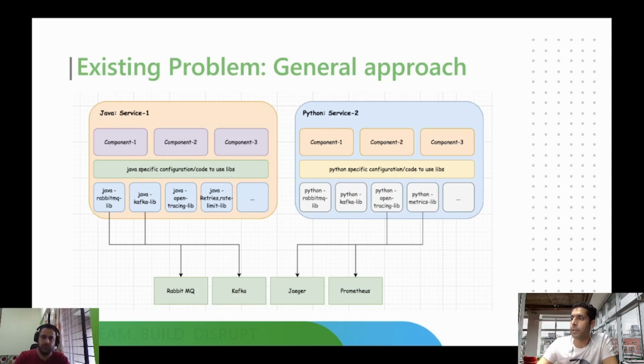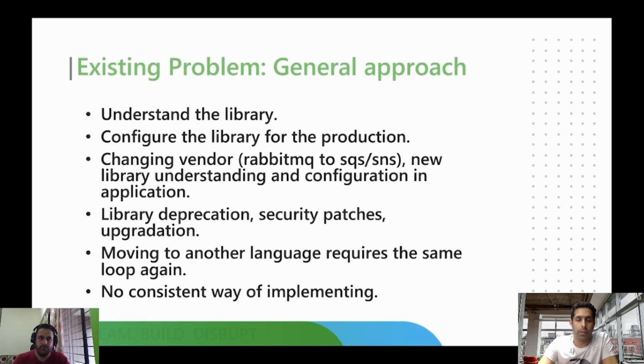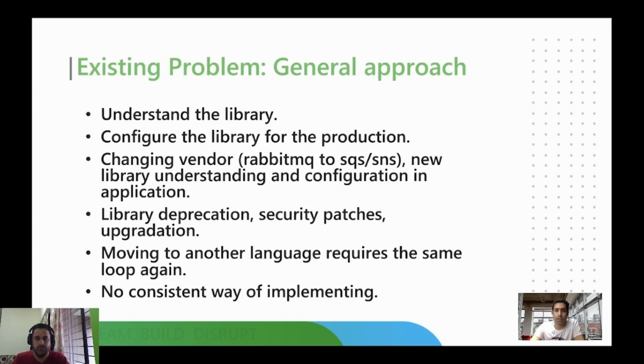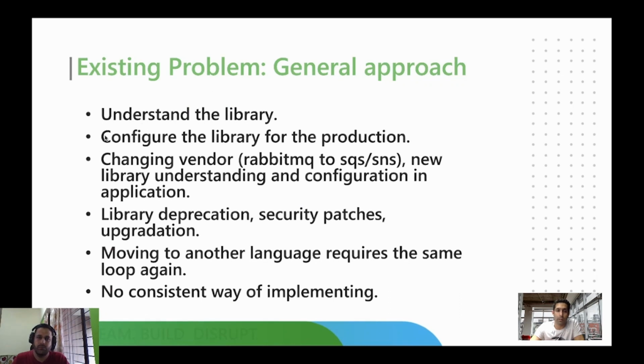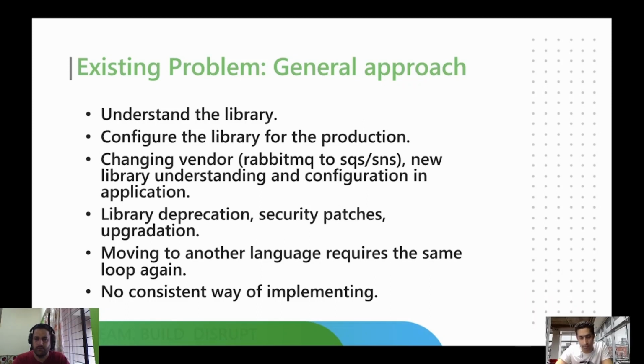Okay. So if I have to highlight the problems with this general approach, the first problem is that the developer has to understand the library, right? He has to go through a bunch of documentation to understand the library so that it can be included in our application. Then someone has to make sure that the library is configured properly so that it can run in production, right? A misconfigured library can misbehave in a production environment. So someone has to make sure the library is rightly configured.